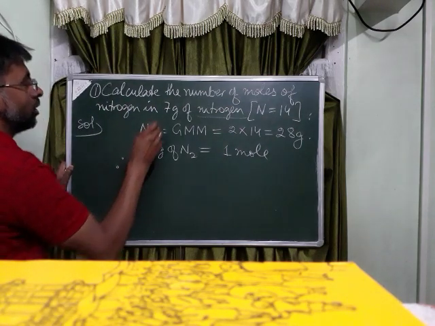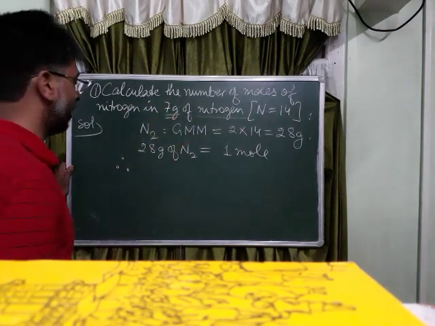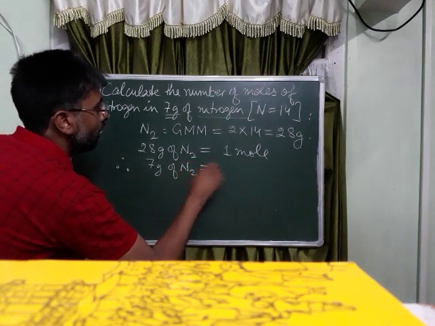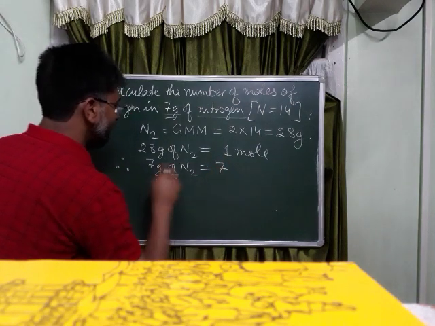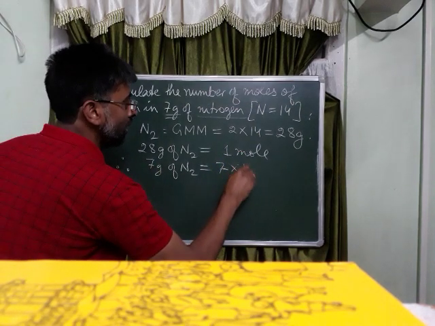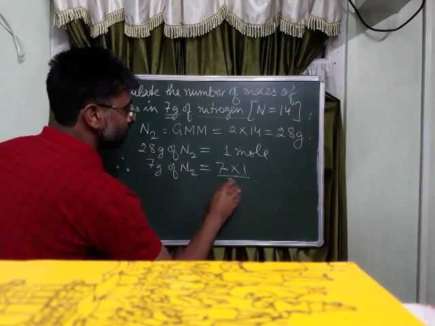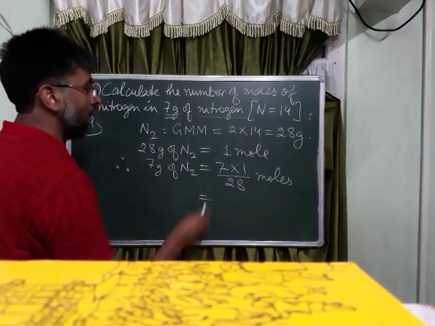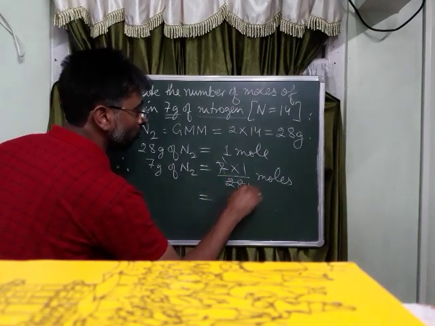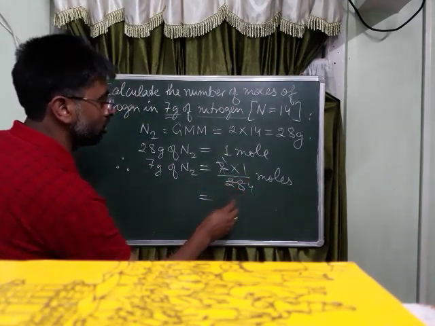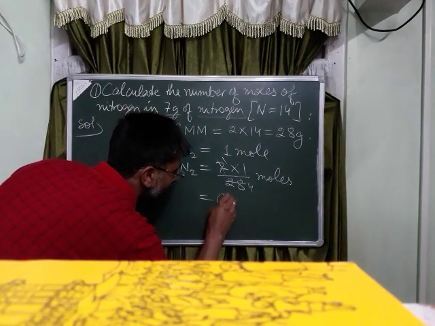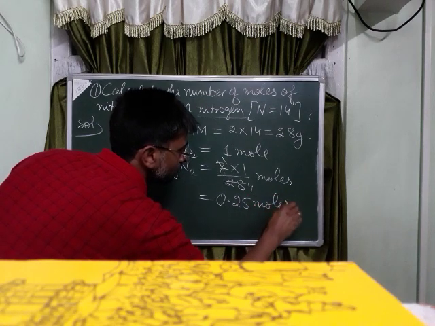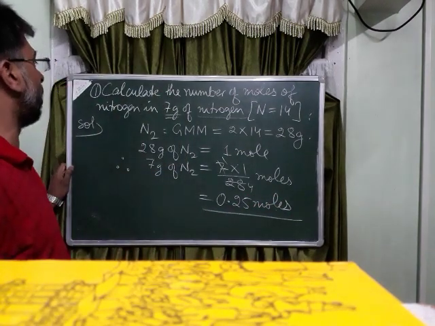Therefore, the question is asking 7 grams. Therefore, 7 grams of nitrogen will be equal to 7 multiplied by 1 divided by 28 moles. Upon simplification, 7 1s are 7, 7 4s are 28, 1 by 4 moles, which can be simplified further and written down as 0.25 moles. This is the first problem which has been solved.